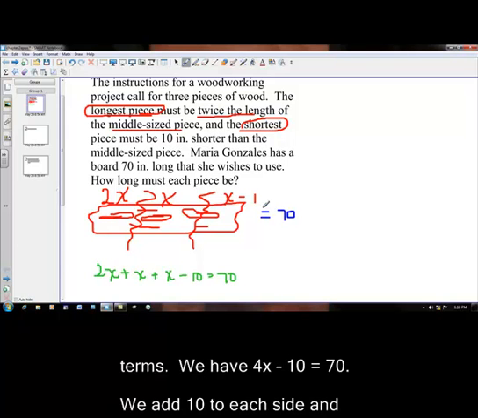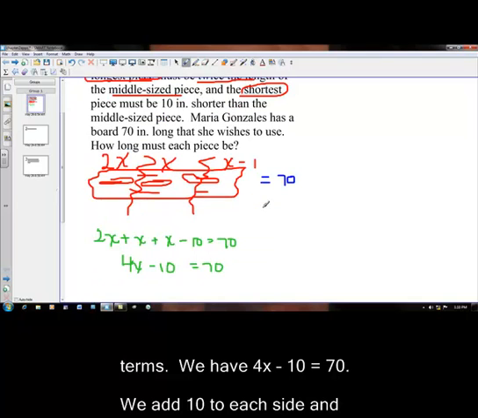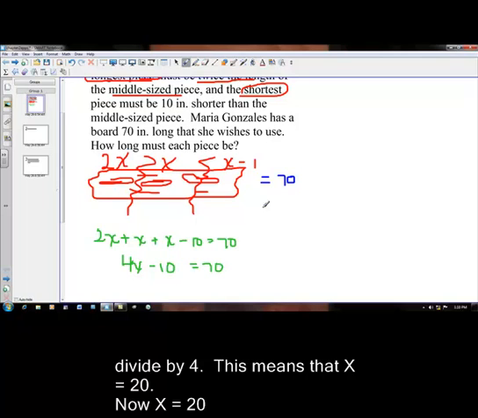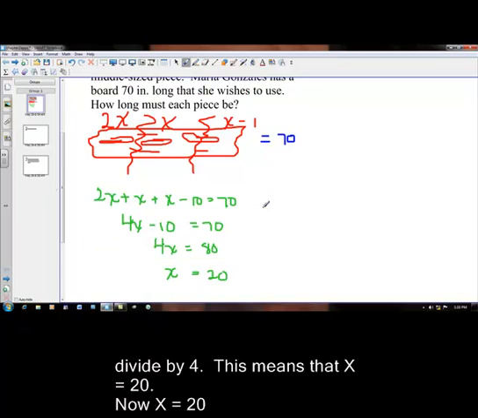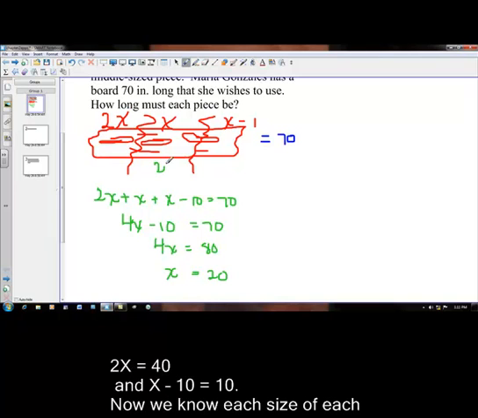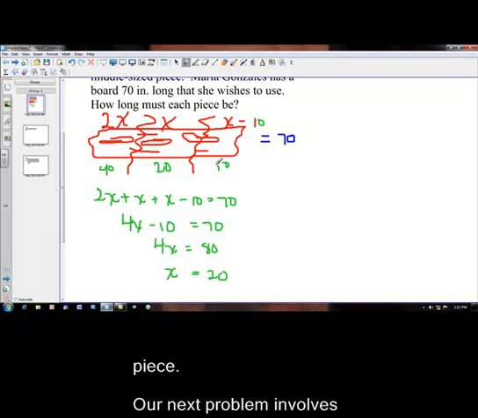We add like terms, so that would give us 4x minus 10 equals 70. We add 10 to each side and divide by 4. That would mean that x would be equal to 20. Now x is 20, that means that 2x is 40, and x minus 10 would have to be 10. Now we know the size of each piece.